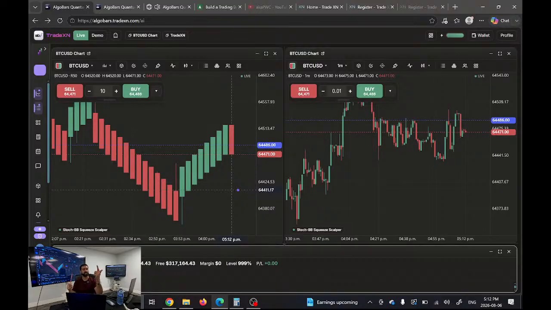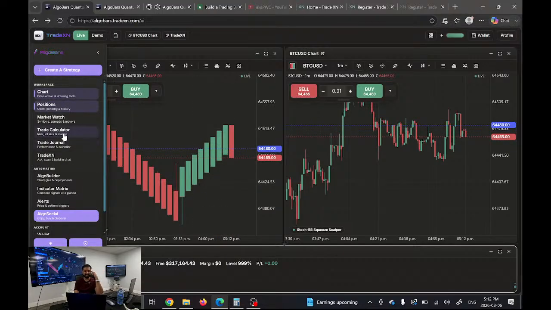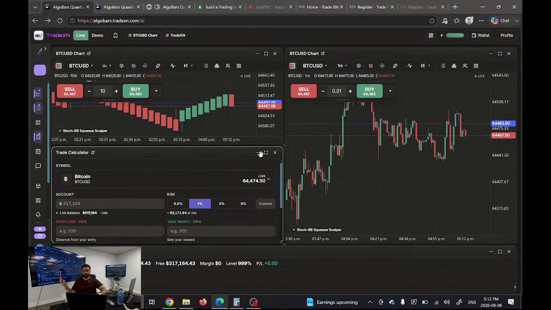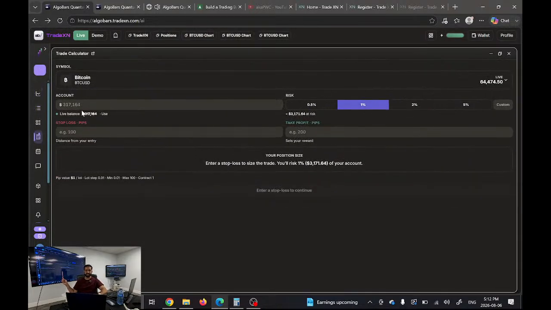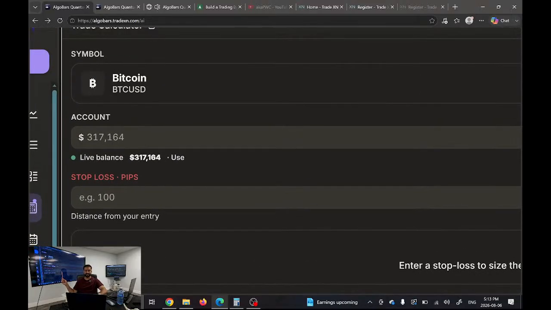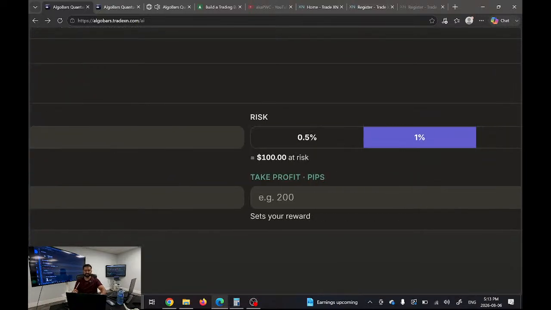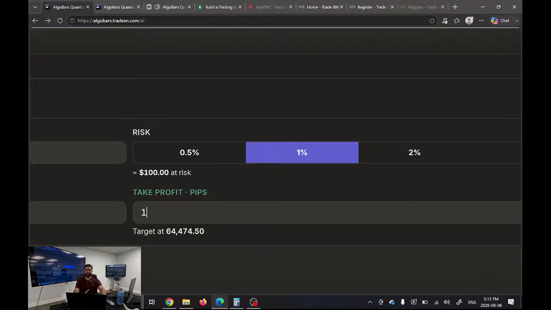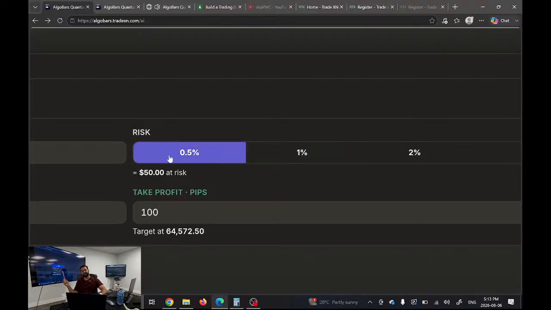Step 2, we always risk less than 1%. Now you're asking, wait, how do I know what's 1%? Guess what? On AlgoBars, on the left side here, there's a trade calculator. If you open the trade calculator, you can enter the amount. Let's say I have $10,000. I set my stop loss to 100 and my take profit also to 100, and let's say I want to risk 0.5%.